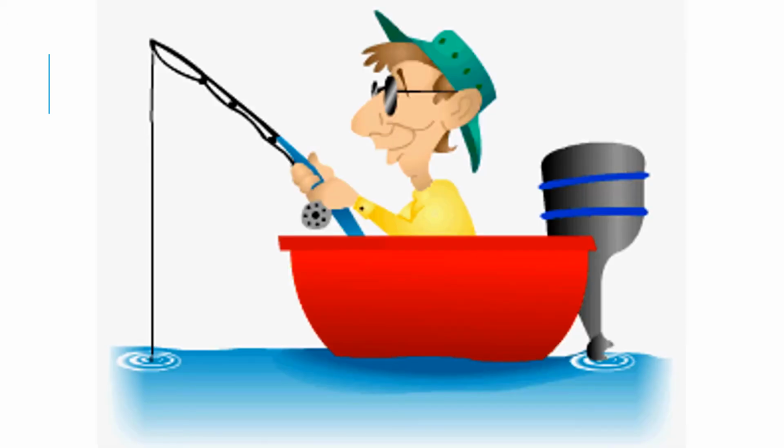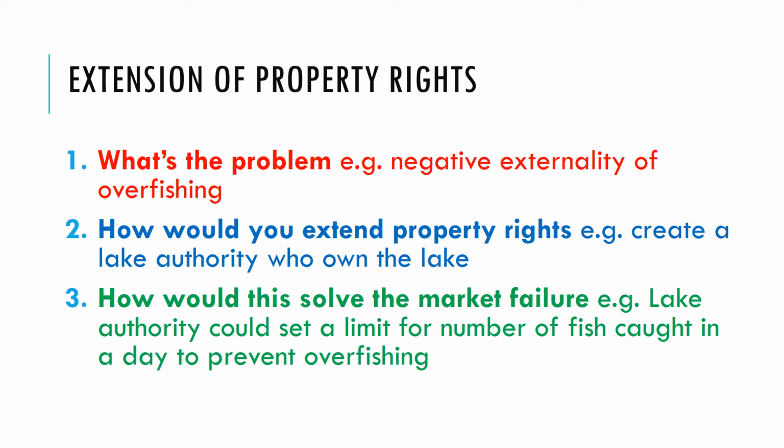Let's consider another example. Here we have someone fishing away in a lake, but because no one owns the lake, we might say they're going to overfish. Everyone will be out there on their boats, fishing away, and we will use this resource unsustainably. How might we solve this problem? Well, what's the problem here? We have the negative externality of overfishing. How might property rights solve this problem?